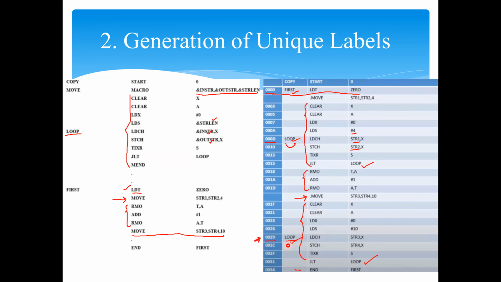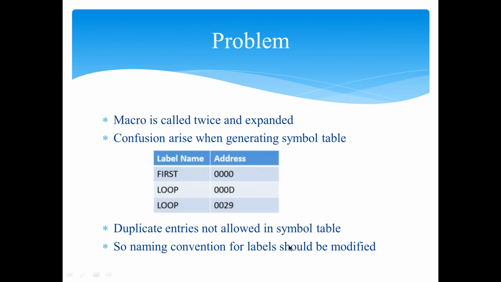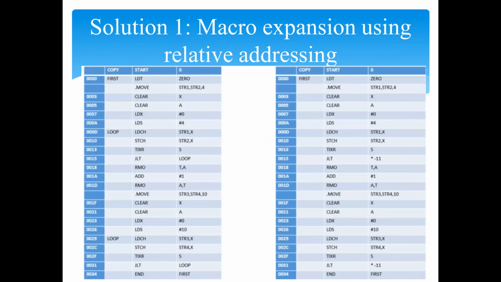So how will you solve this problem? There are 2 solutions to this problem. The first solution is that macros are expanded using relative addressing. Such a type of expansion you would have already seen in the examples that came in the previous two sessions or topics which you have learned. You might have seen statements like star minus 11, and another statement here again star minus 11. This is just a number. Star minus, it can be any number.